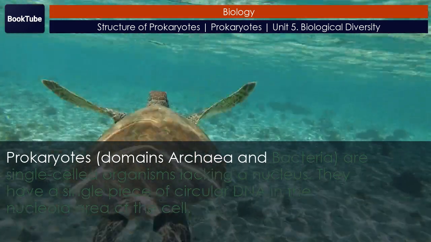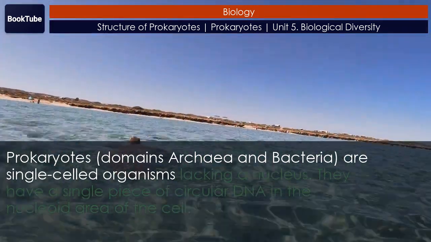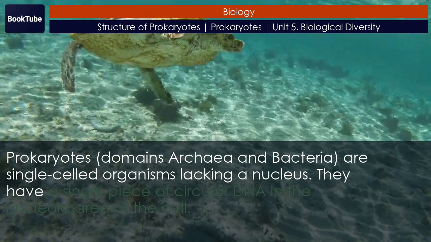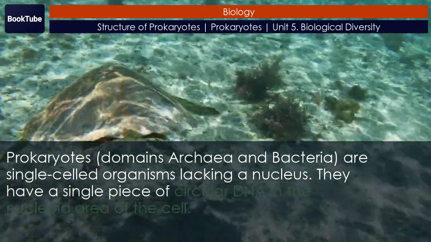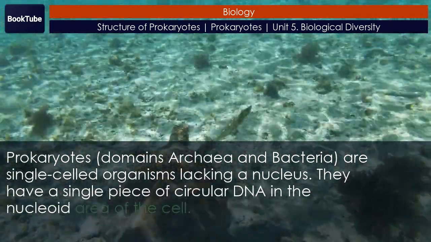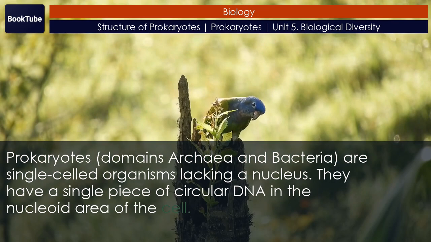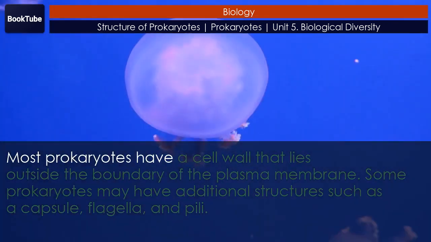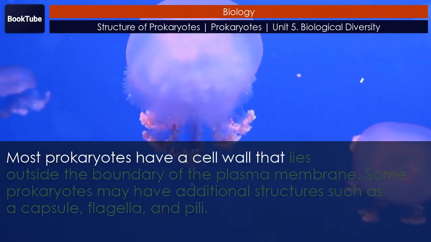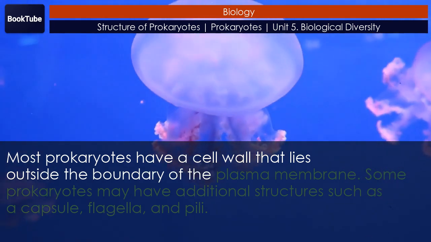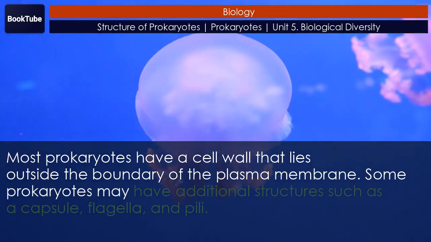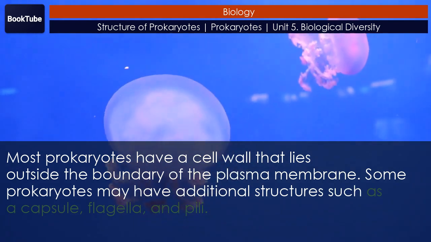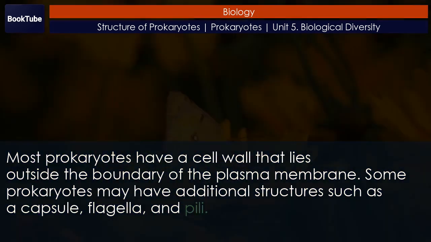Prokaryotes. Domains Archaea and Bacteria are single-celled organisms lacking a nucleus. They have a single piece of circular DNA in the nucleoid area of the cell. Most prokaryotes have a cell wall that lies outside the boundary of the plasma membrane. Some prokaryotes may have additional structures such as a capsule, flagella, and pili.